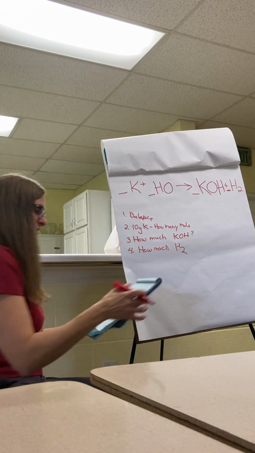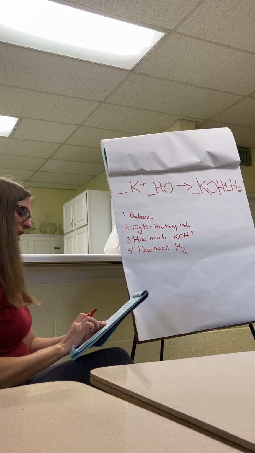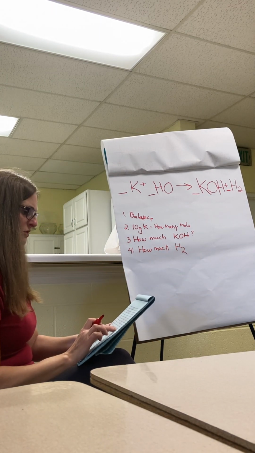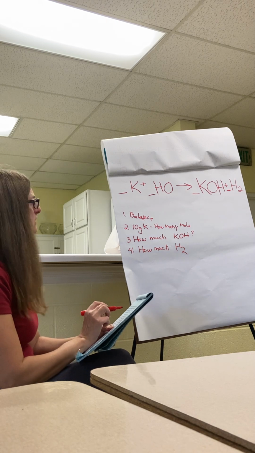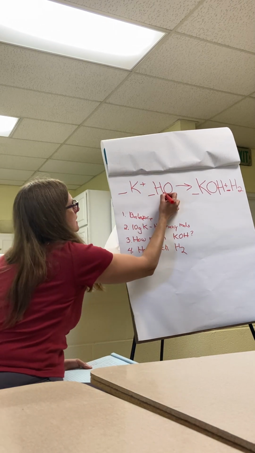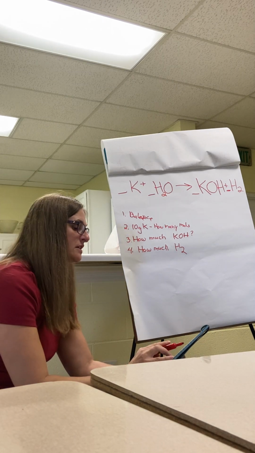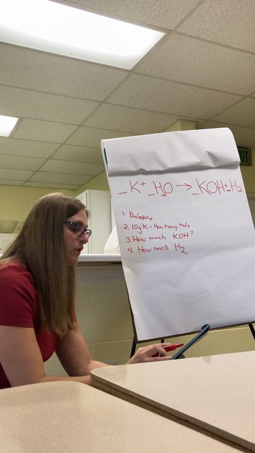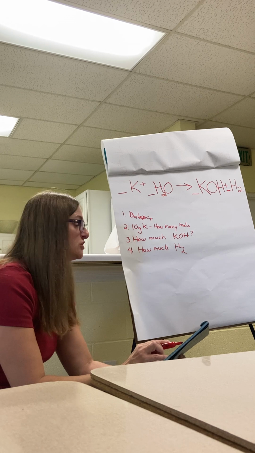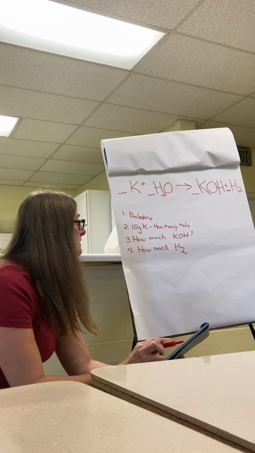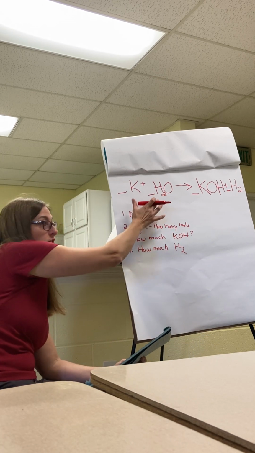H2. And then I want H2, how much H2O? Do I have enough? I'm sorry, it is H2O. Let me make sure I wrote this right. So potassium reacted with water makes hydrogen gas and potassium hydroxide. This is your correct equation.